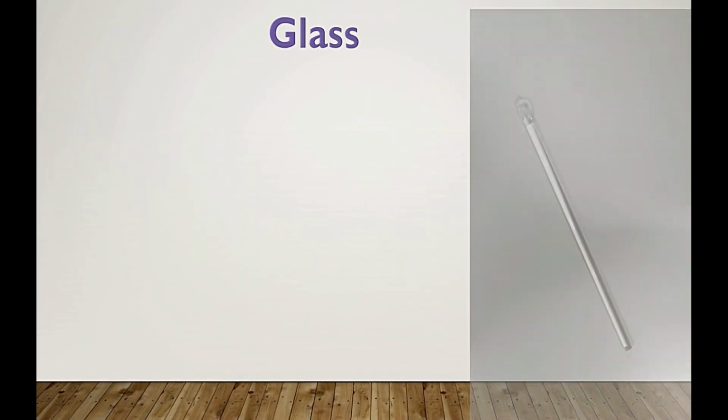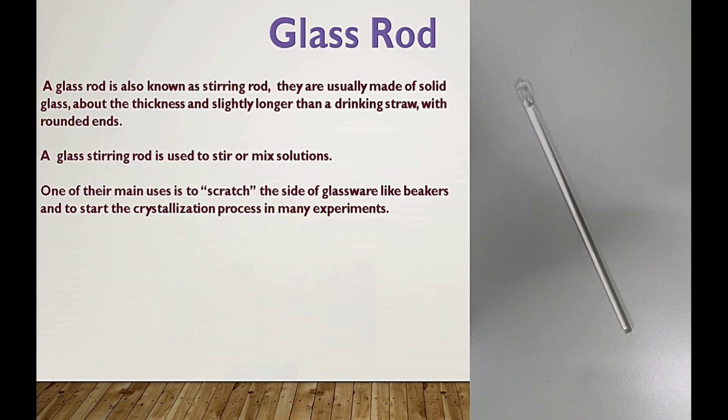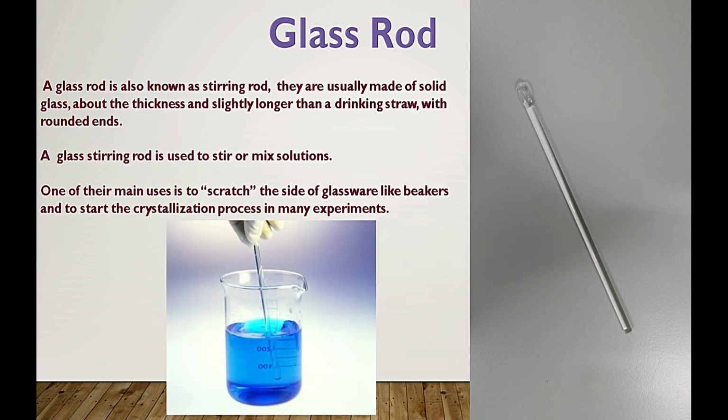Next apparatus is glass rod. It is also known as a stirring rod. They are usually made of solid glass, about the thickness of a drinking straw but slightly longer, with rounded ends. A glass stirring rod is used to stir or mix solutions just like this.